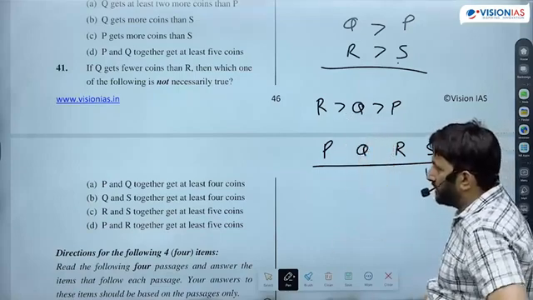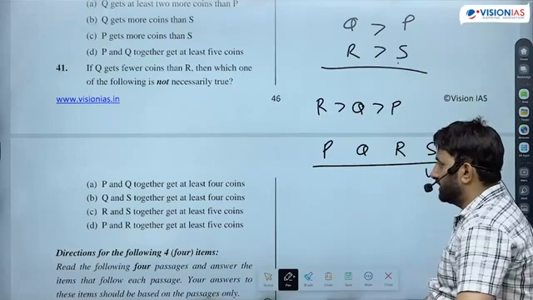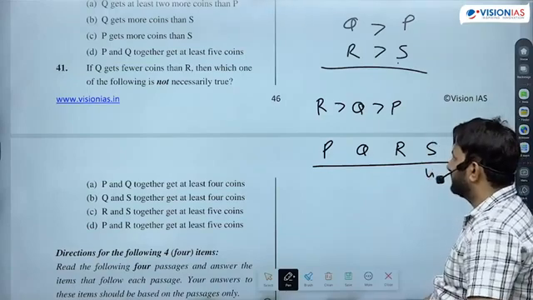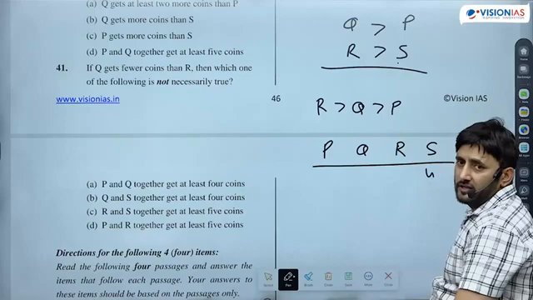First part, P and Q together get at least 4 coins. Up here you have to make the cases.